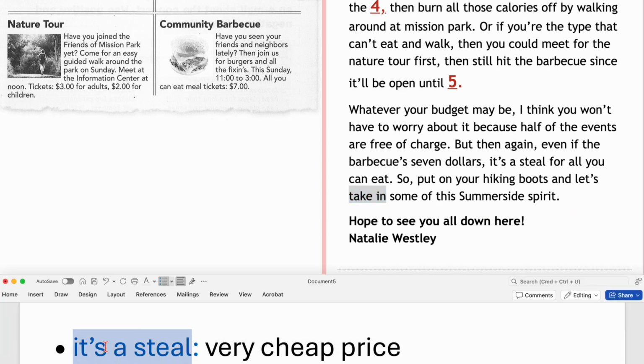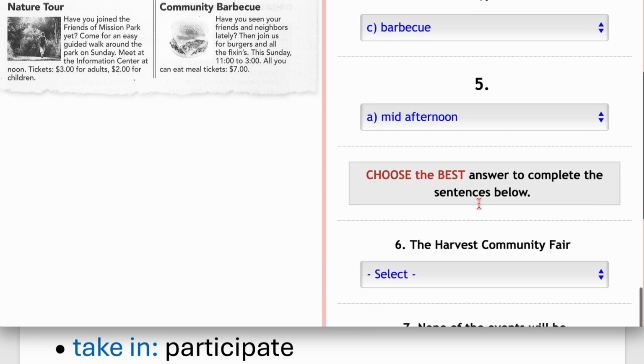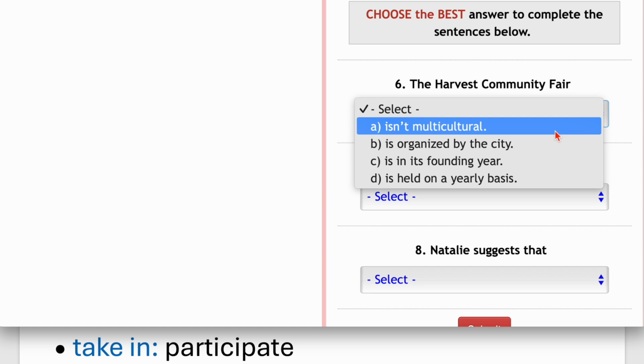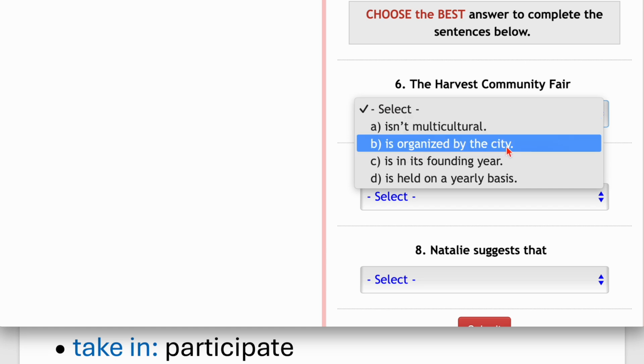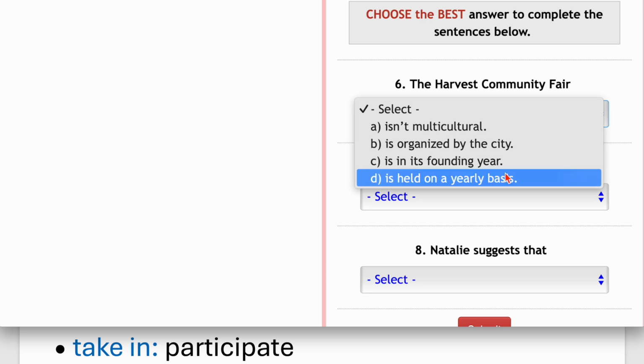Take in, participate. Okay, take in, participate. So let's participate in this summerside event, summerside spirit. So, summerside event, they're having an event. So, good spirit. Okay, so let's look at the questions at the bottom. The Harvest Community Fair isn't multicultural. Not sure why multicultural here. Is organized by the city, is in its founding year, is held on a yearly basis.